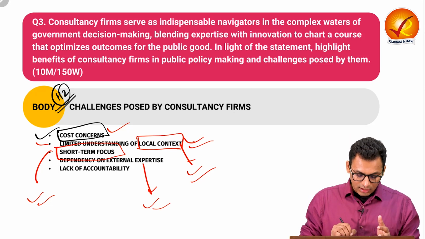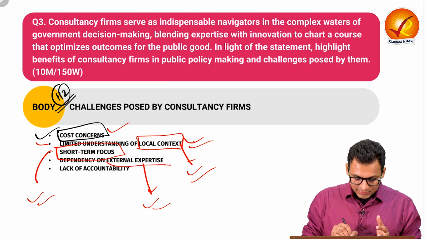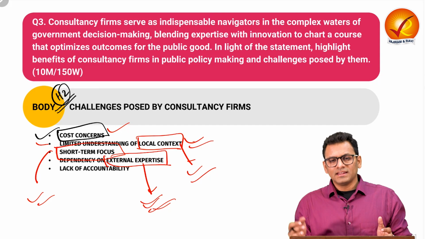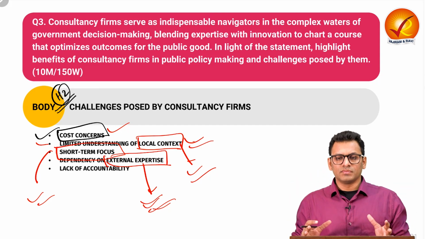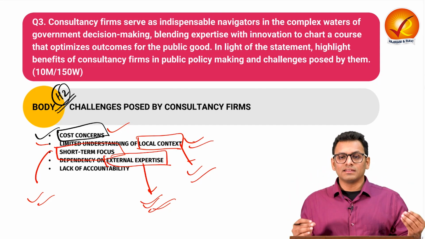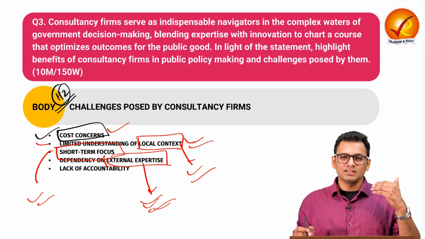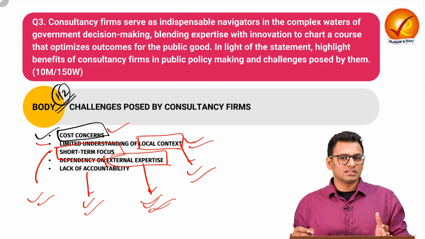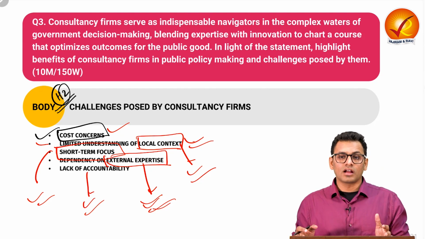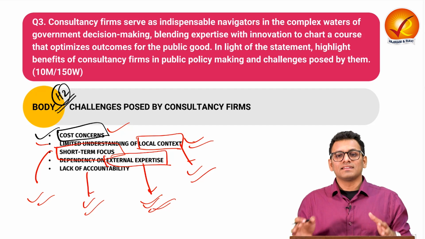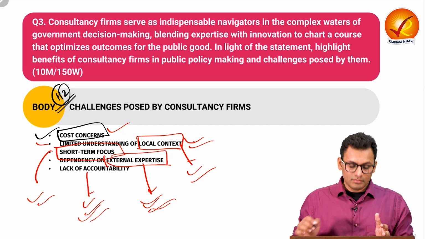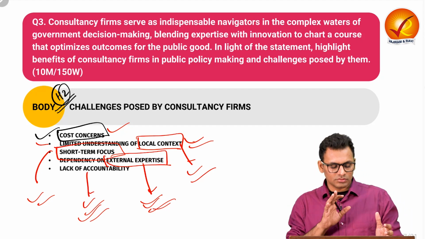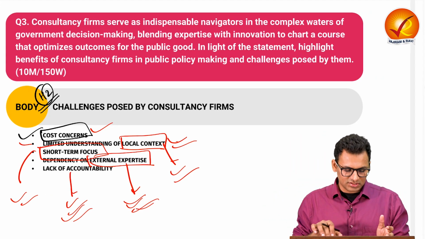And lastly, the fourth one is dependency on external expertise. Over here, we are talking about how government, instead of augmenting the capacity of the governance machinery, is relying on external agents, where they can have certain kinds of dependency issues. And lastly is lack of accountability. Now those consultancy firms do not have specific accountability to the public, and thus they can misuse this aspect as well. So these are the kinds of challenges that you can write for the heading 2 of this question.